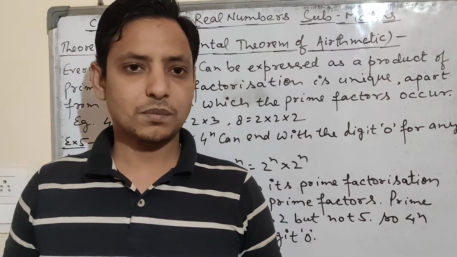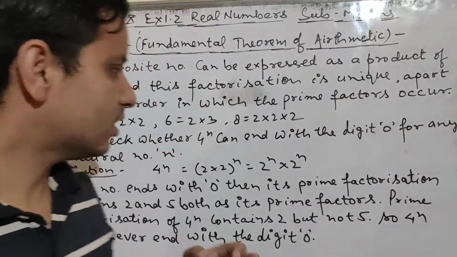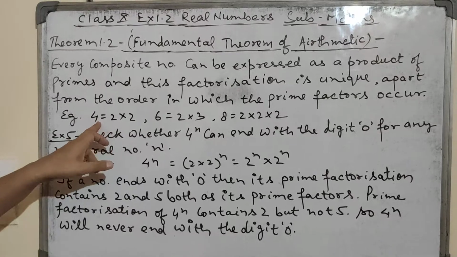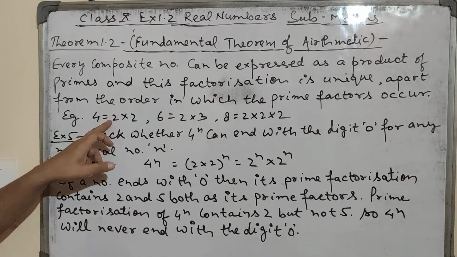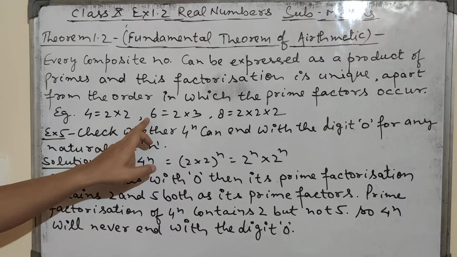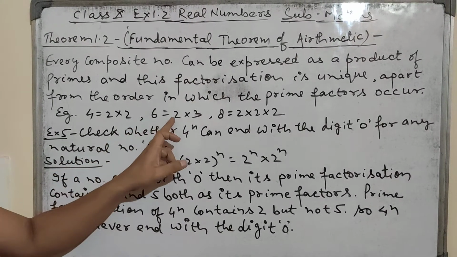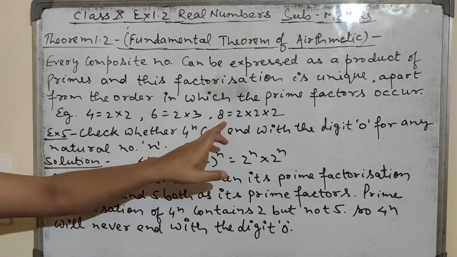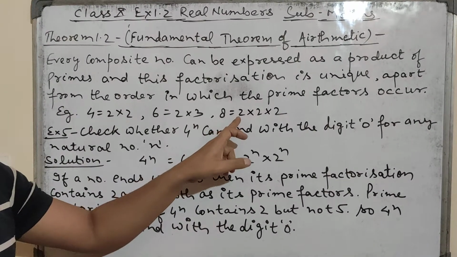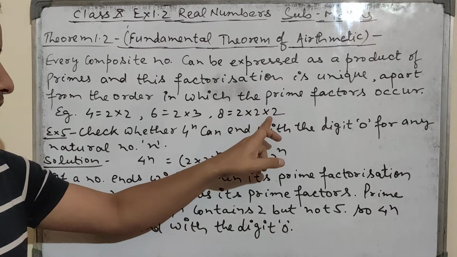We have the least composite number, 4. The least composite number is 4, and it can be factorized into its prime factors as 2 into 2. Then the next composite number is 6, and 6 can be factorized as 2 into 3. And the next composite number is 8, and 8 can be factorized as 2 into 2 into 2.